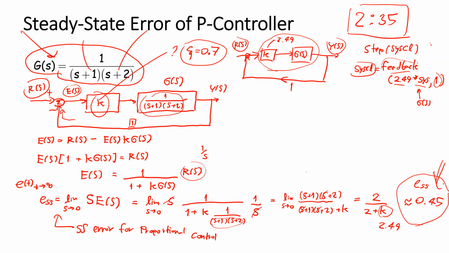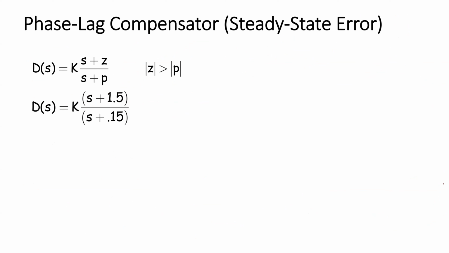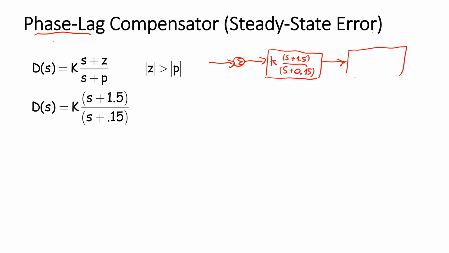The suggestion now is, what if we add a lag compensator to the system? Instead of using only the gain k, we have k times s plus 0 divided by s plus 4, and the original system.